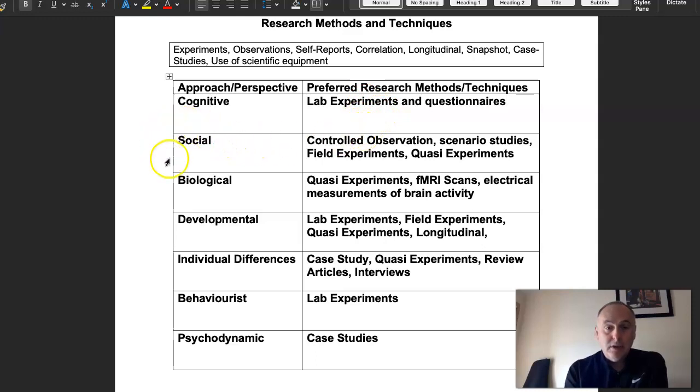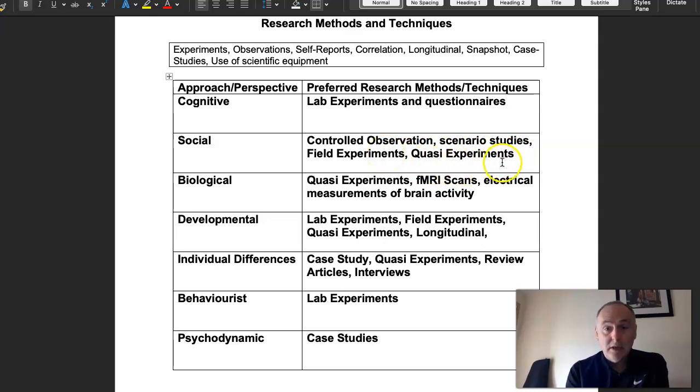Let's think about the social area then. Okay, so we've got Milgram, we've got Bocchiaro, we've got Piliavin, and we've got Levine. So what have we got there? Research methods. Well, we've got controlled observation. Very different type of research method being used here. So big contrast there, isn't there? Lab experiments to controlled observations. Scenario studies you get in Bocchiaro in particular. Field experiments.